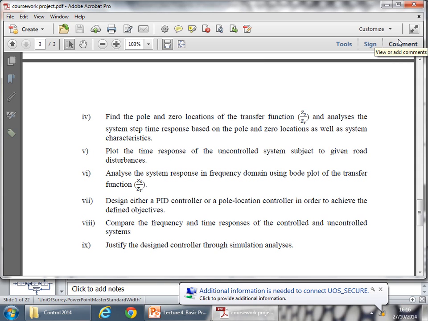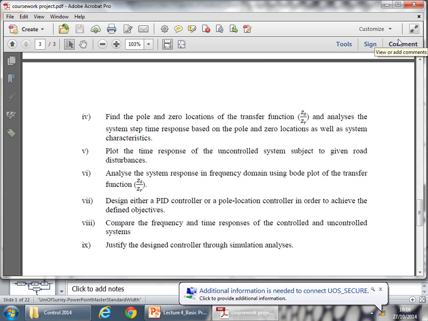Then you need to analyze the system response in the frequency domain by plotting the Bode plots of the system, again using MATLAB. Then you need to design a PID control. Next week, I will teach you how to design a PID control, or you can use the pole location controller. It's up to you which controller you want. PID controller you know how to design, but more details will be given next week.